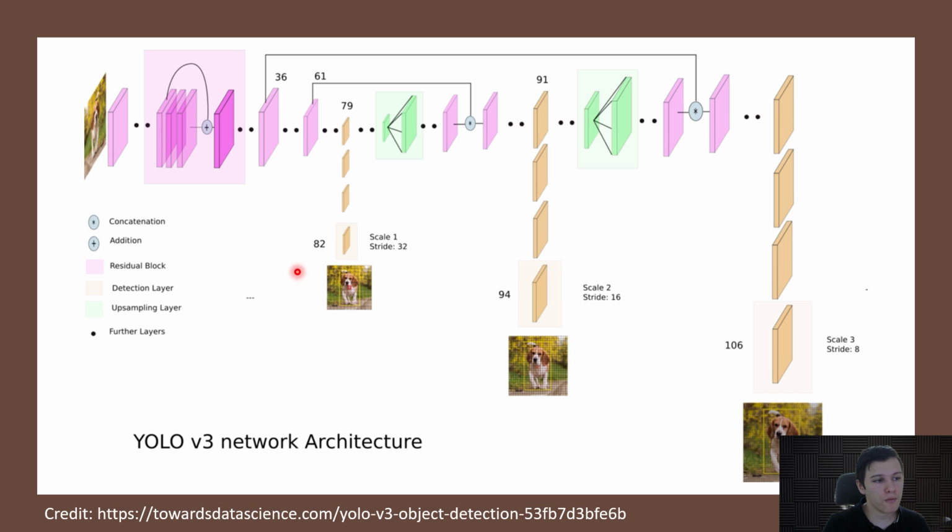So for the first one, we can make it a smaller grid size. It's a 13 by 13 grid, and here it can output large bounding boxes. For the middle one, we have some more cells in the 26 by 26 grid, and that is good for medium-sized objects. And in the last one right here, we have a lot of different cells, so that's great for smaller objects.